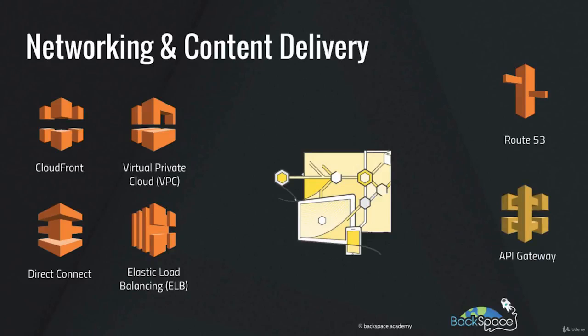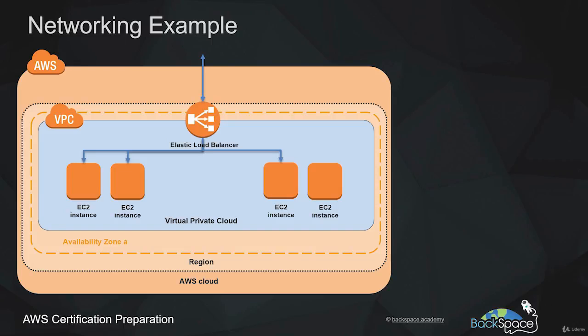Amazon API Gateway is a fully managed service that makes it easy for developers to create and deploy secure application programming interfaces, or APIs, at any scale. It handles all of the tasks involved in accepting and processing up to hundreds of thousands of concurrent API calls. It's a serverless service, and as such, you don't need to worry about the underlying infrastructure. AWS looks after everything for you. So let's have a look at an example of how we can use these networking services of AWS.